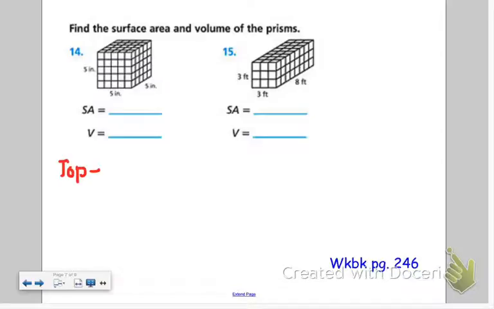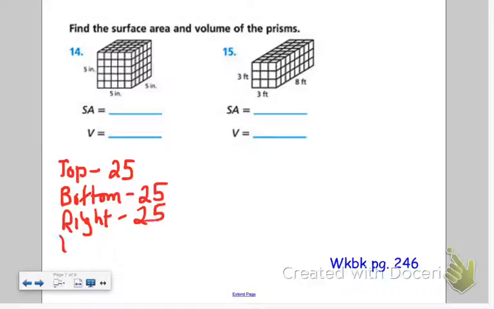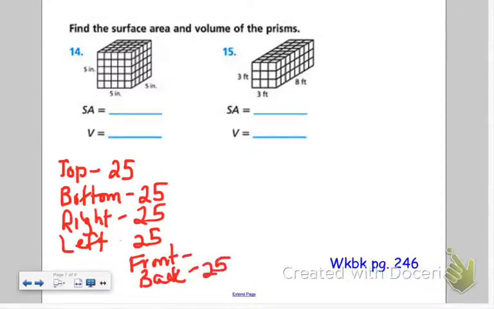is 5 by 5, so that's 25. And then the bottom would also be 25. And then the right is 5 by 5, which is 25. The left is 25. And of course, the front and back are also 25. That's because this is a cube. All the faces are the same. So if I do 6 times my side squared, or 5 squared, which is 25, and then times it by the 6 faces, I'm going to have my total surface area of 150 square inches.